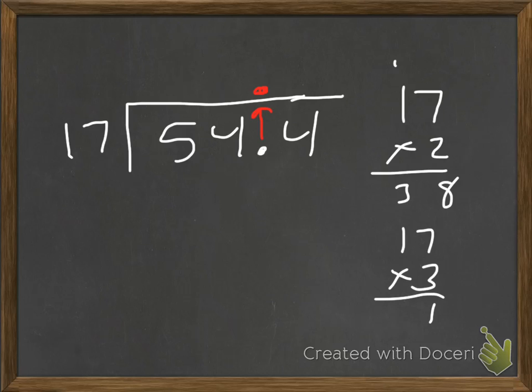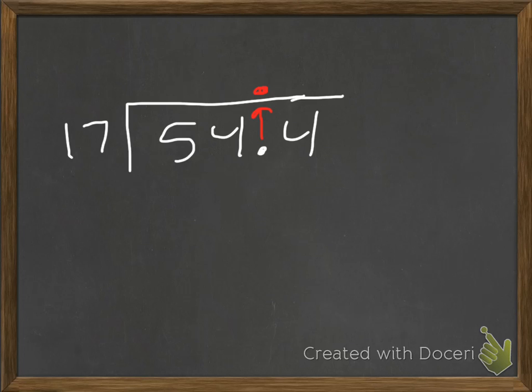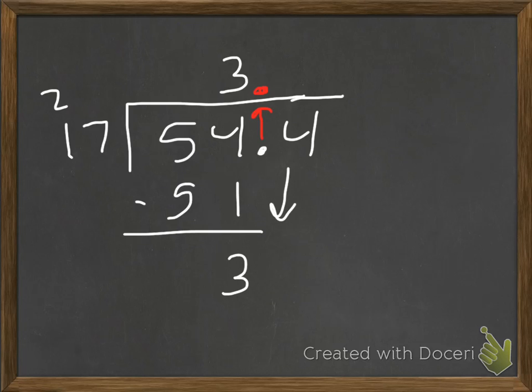17 times 3 is 51. And 17 times 4 would be 68. So 2 is too small, 4 is too big, 3 would work perfectly. So 54 minus 51 is 3. Bring down my 4.